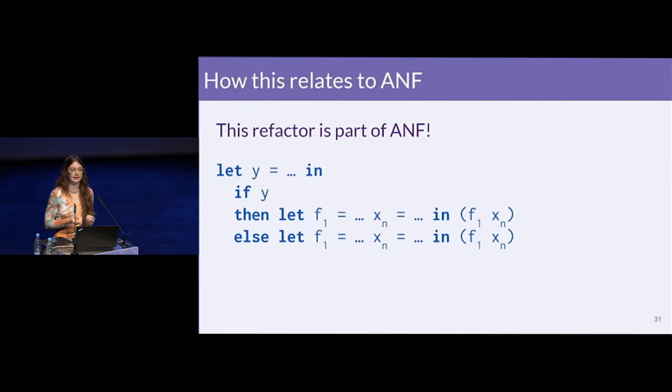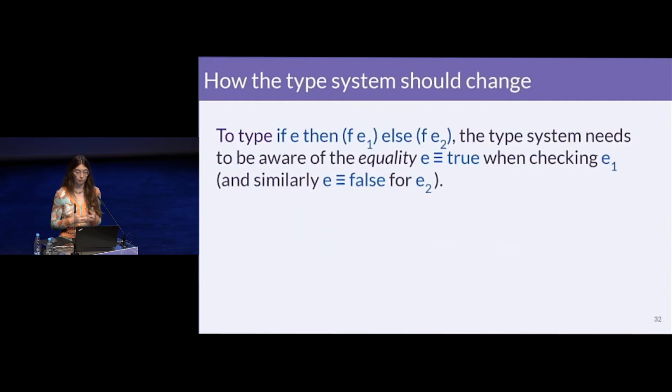So in order to preserve dependent types through a translation like ANF, we need some way for the type system to be insensitive to these kinds of syntactic changes. So how do we go about doing that? Well, in particular, when we're type checking each branch, we need to know that the condition has changed. We need to be aware that E is now true in the first case and false in the second case.